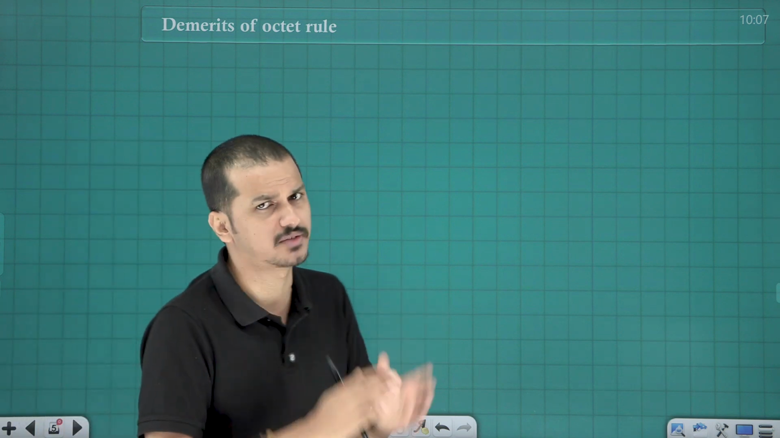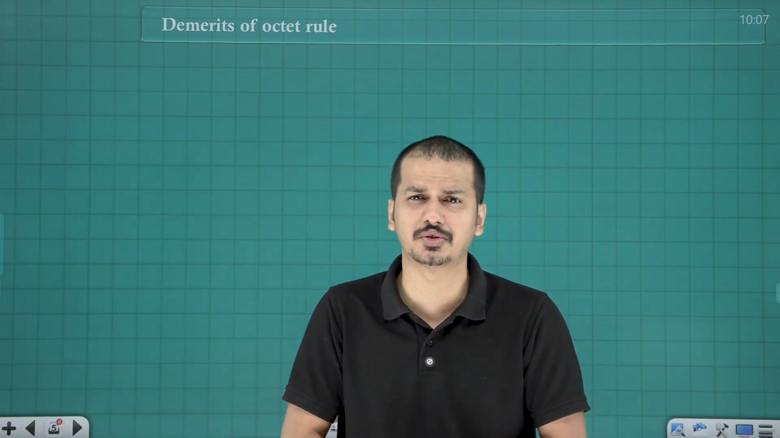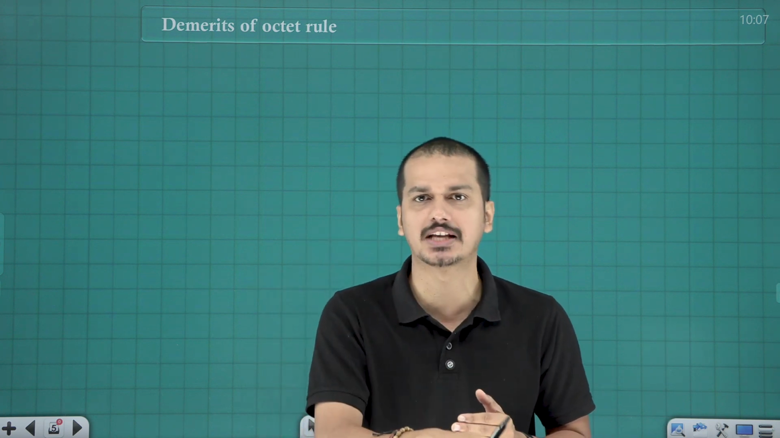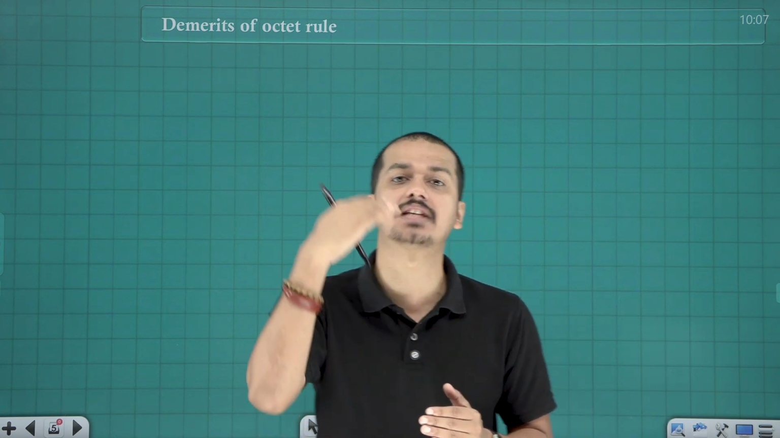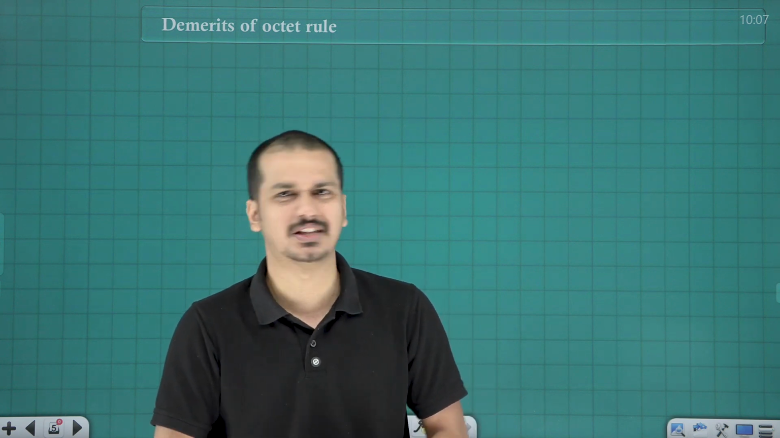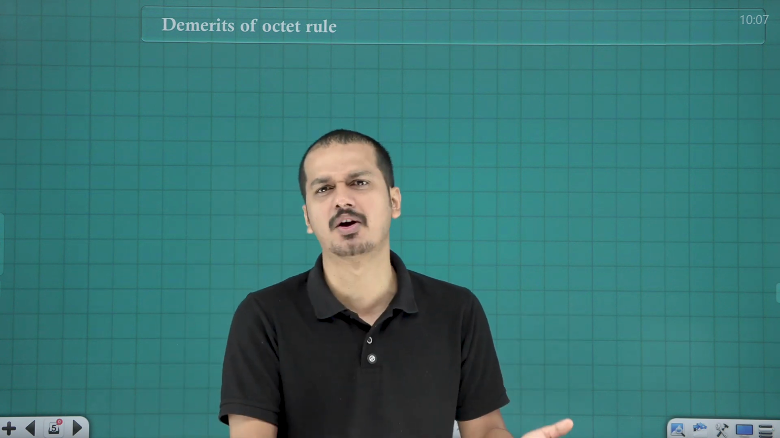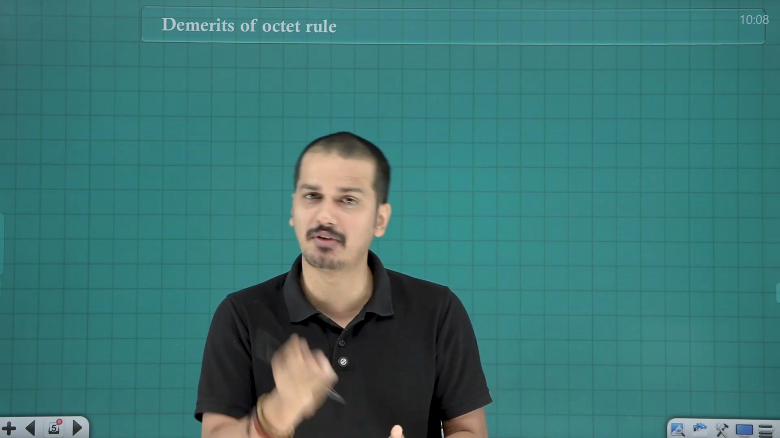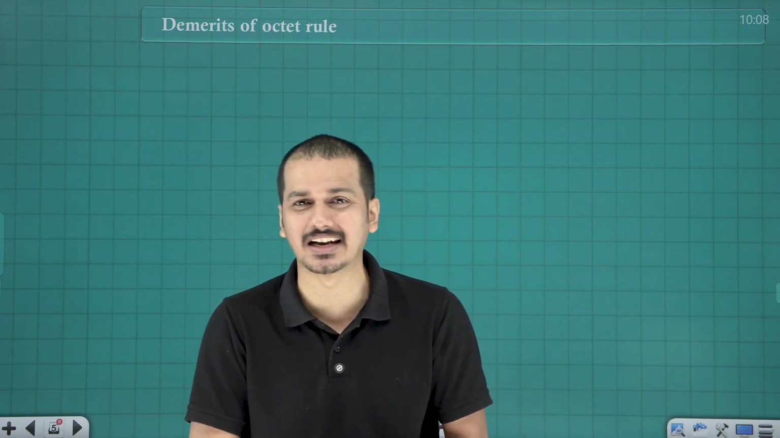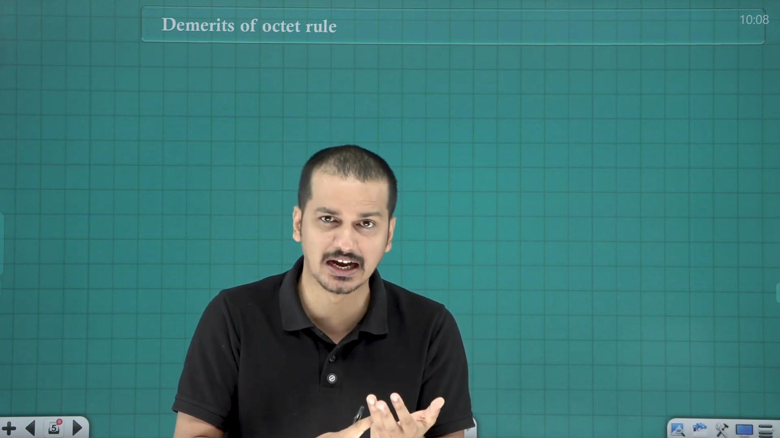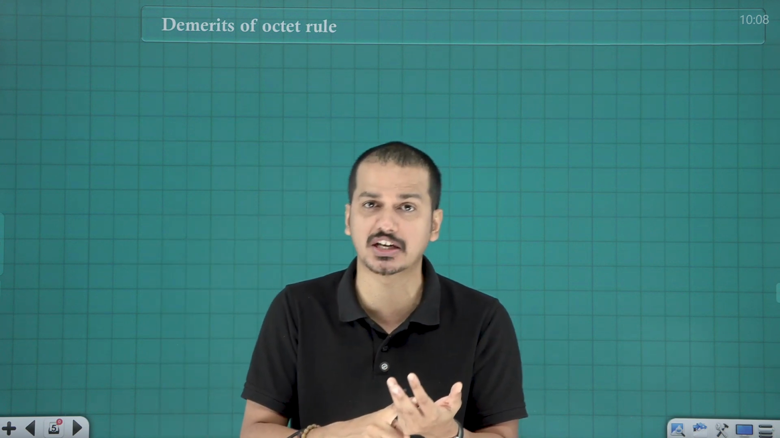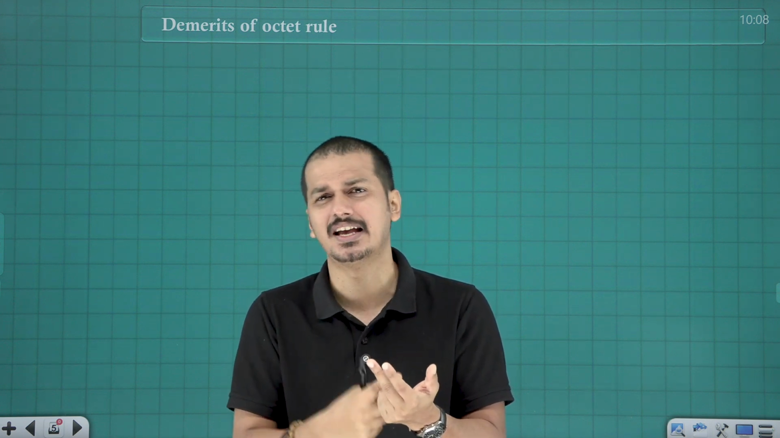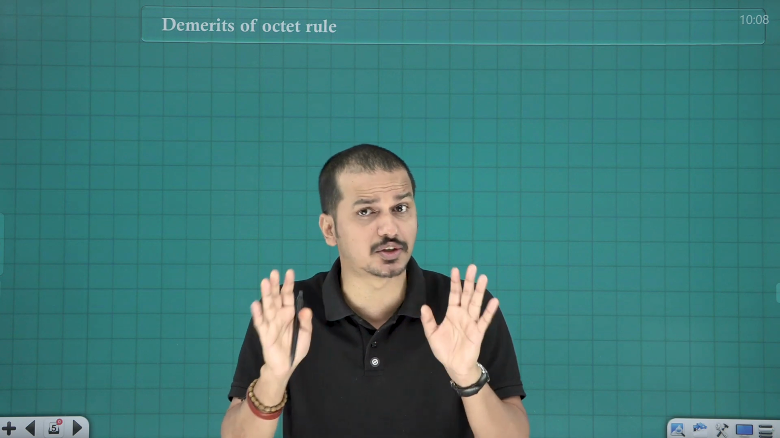Demerits of the octet rule. The octet rule, as we know, is that every atom tries to attain 8 electrons in its valence shell. For that purpose, they will either lose electrons, gain electrons, or share electrons. So that is ionic bond formation, covalent bond formation, coordinate bond formation. That idea you learned. Even so, there are a lot of failures in the octet rule. Like we learned, it could not explain the superoctet molecules like H2SO4 as well as SF6 and PCl5 etc.